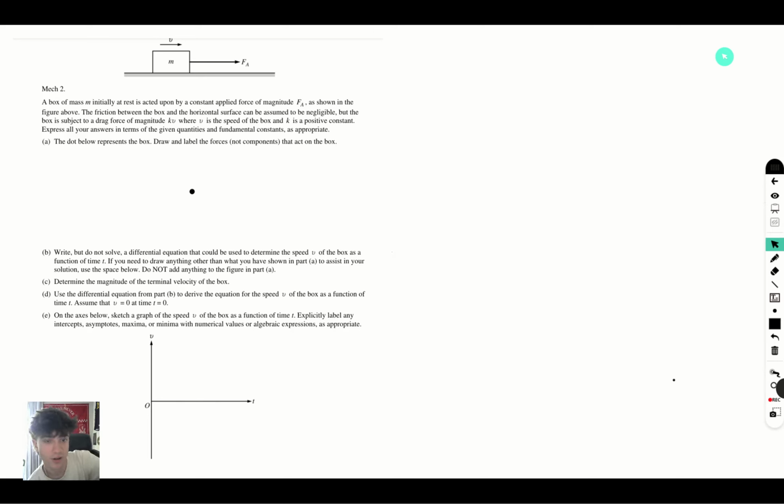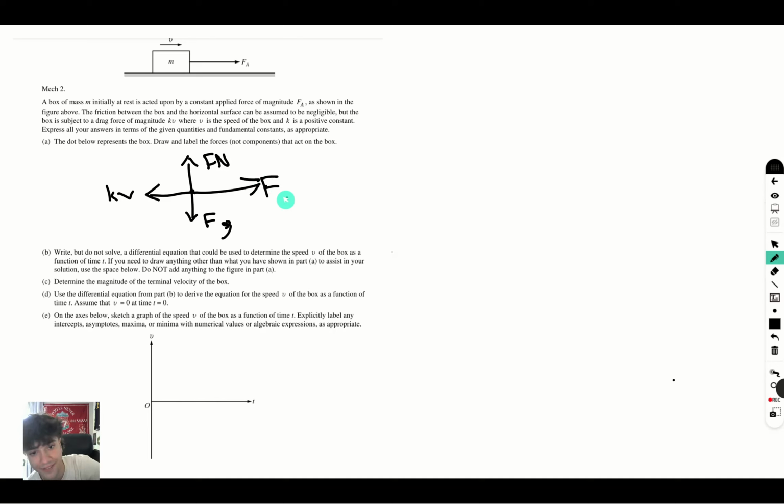Alright guys, so first off we know we have gravity, and that is going to be going downwards. We have our normal force, that's going to be going perpendicular to the plane. Here we have our drag force, kv, and here we have our force Fa, our applied force.